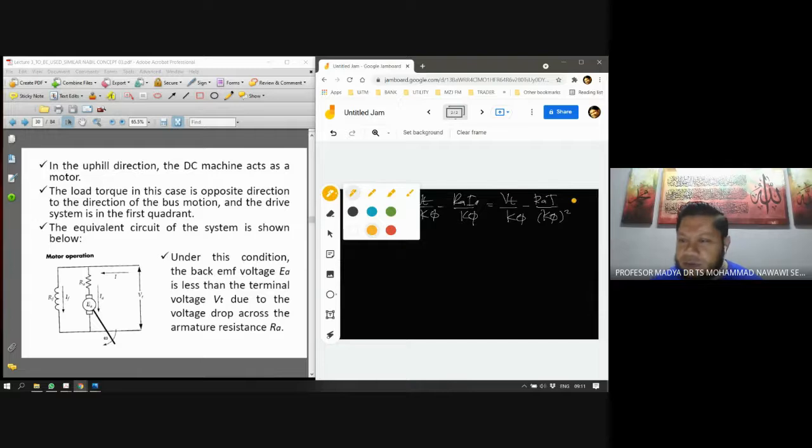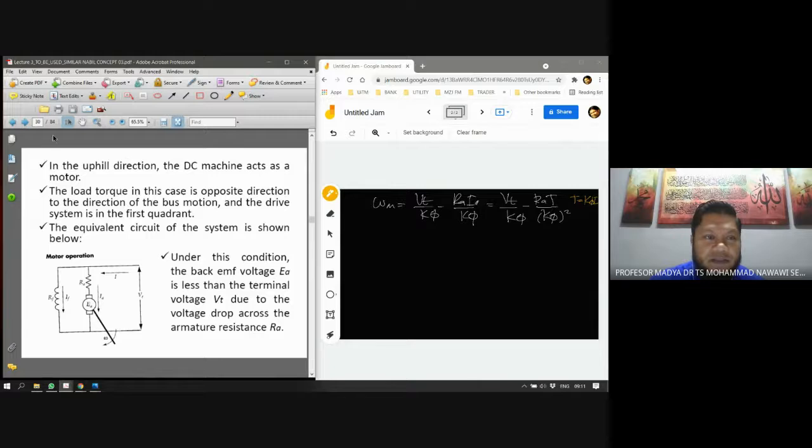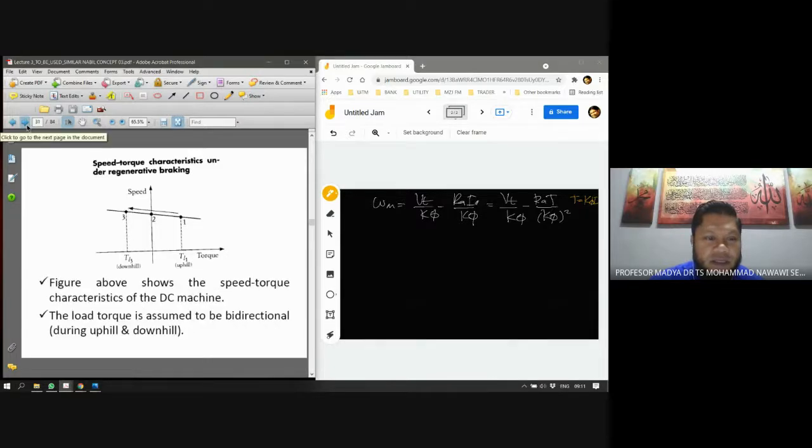Here, we have torque equals K flux IA. Right? So these two equations are very important equations that you need to memorize. Next slide. The figure above shows the speed torque characteristic of the DC machine. So this is the torque speed characteristic of the machine.